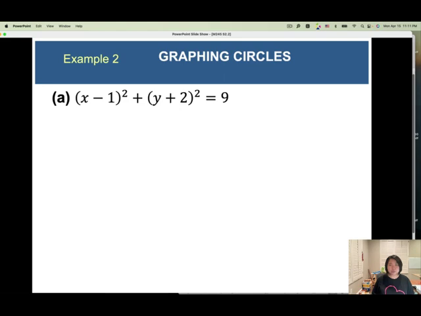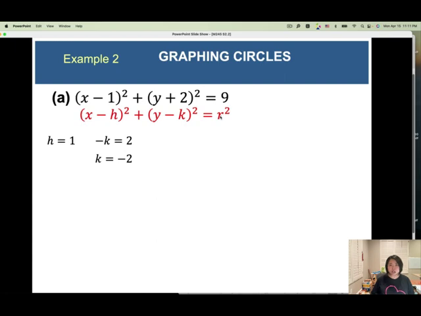Okay, how about this one? I want you guys to graph this circle. So first, think about it. What is your center and what is your radius? So I write down the general equation here, and then I'm going to compare it. So obviously h will be equal to 1. H equal to 1. And then the k here, watch out, that's a negative k equal to positive 2. That means k is equal to negative 2.